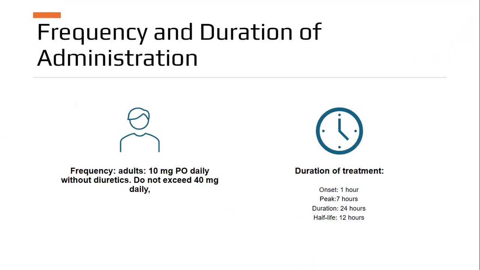For frequency and duration of administration, for adults, it's 10 milligrams by mouth daily without diuretics, and do not exceed 40 milligrams. The dose can be increased based on the patient's response and tolerance of the medication. And if the patient is taking diuretics, do not exceed 5 milligrams daily. The onset of the treatment is 1 hour. The peak is 7 hours. It can last 24 hours, and the half-life would be 12 hours.